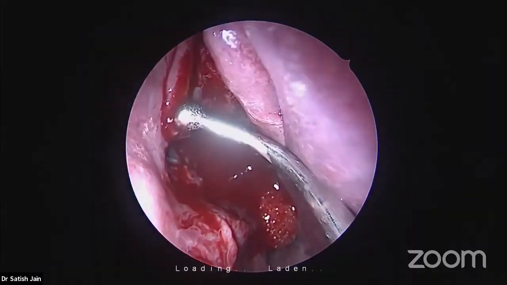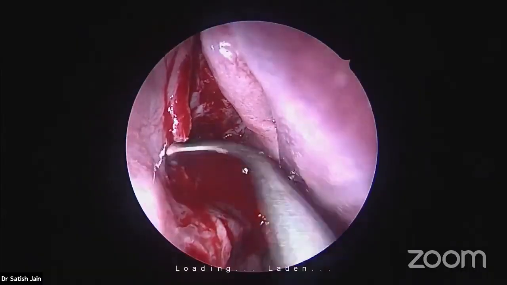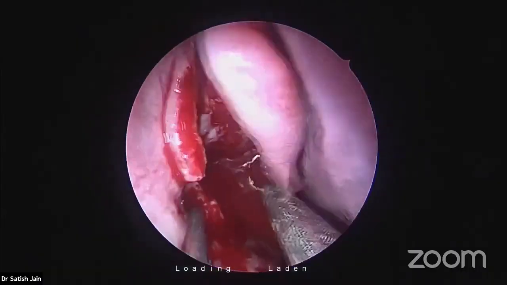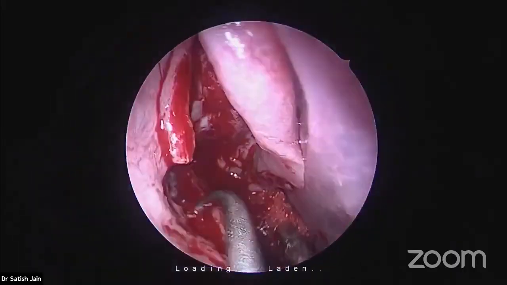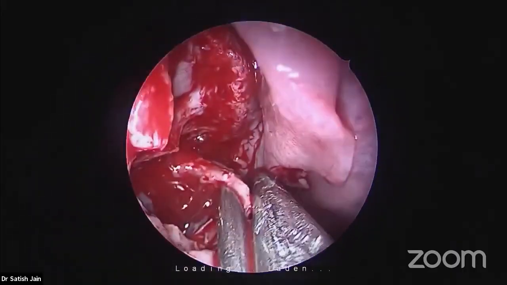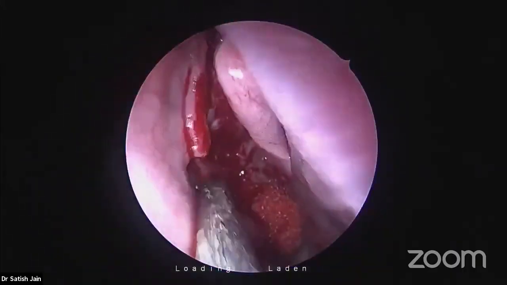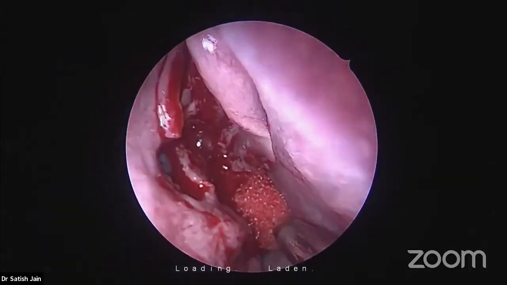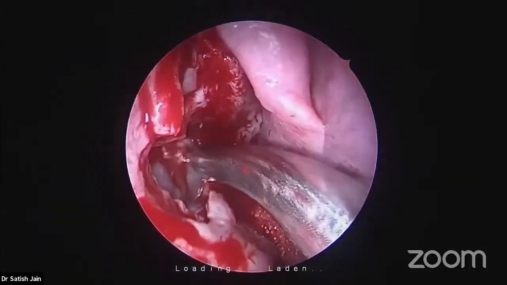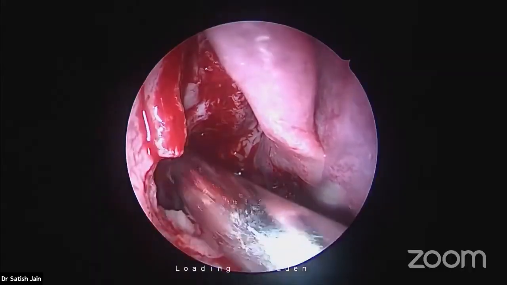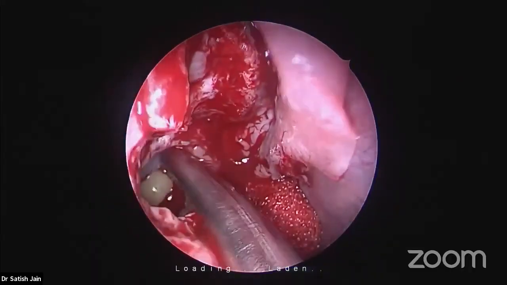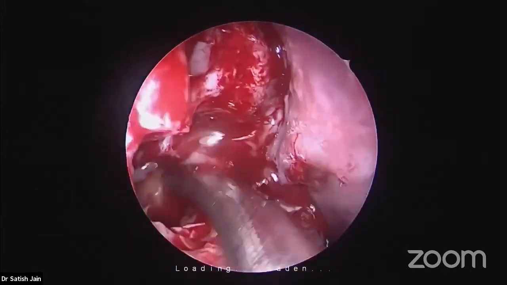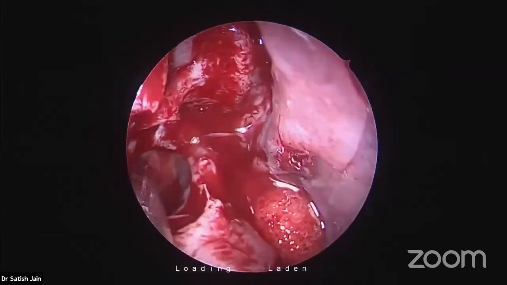Now, this is the upper part of the uncinate, this is the lower part of the uncinate. See this? Now I fracture the lower part of the uncinate to open up the maxillary sinus. This is middle meatal antrostomy. See all these polyps? See the maxillary sinus? Beautiful. This is the simplest way.